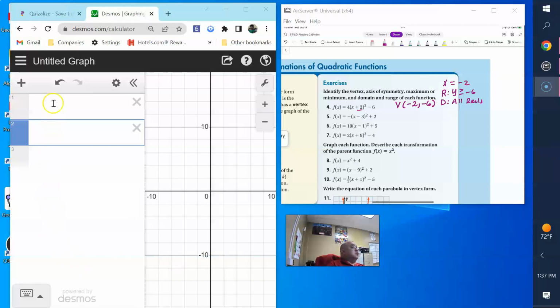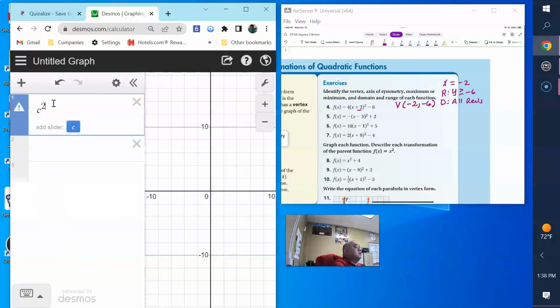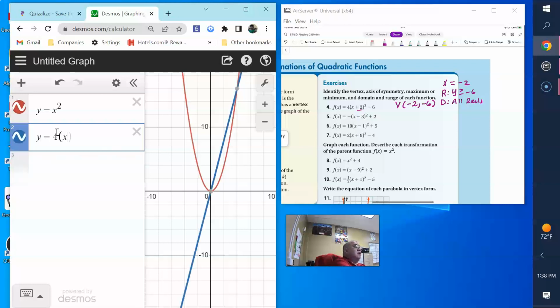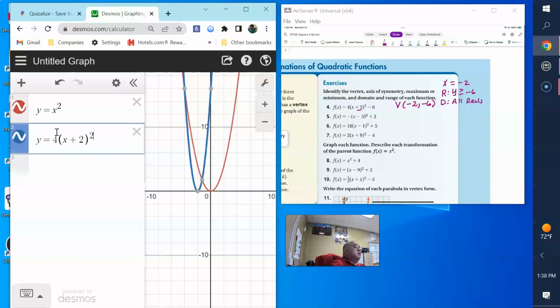And so what I'll do is I'll go ahead and graph it. So you have the parent function x squared, right? y equals x squared, that's the parent function. And now I'm going to graph the function that we have here for problem 4. So you have y equals 4, it's going to get narrower, (x plus 2) squared. As you see, it went left, -6, so it went down. So there is our function.